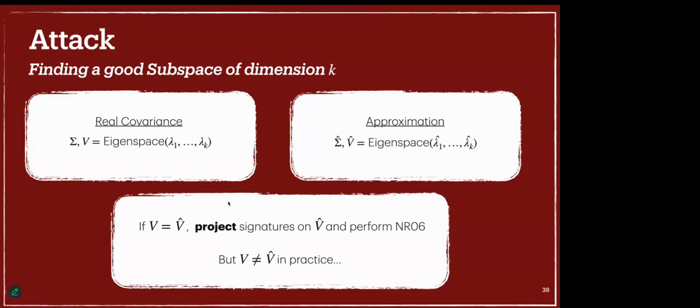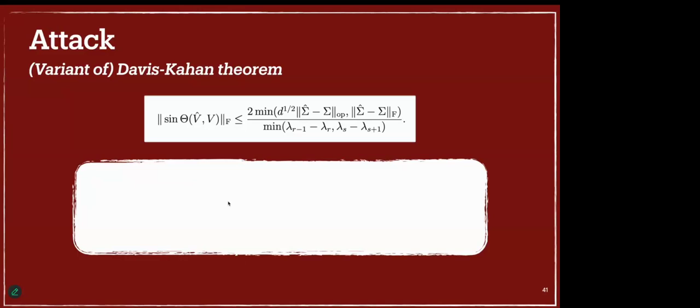But the problem is that in practice, we don't get this equality. We know that the eigenvalues are going to converge eventually, so they're going to be close. But the behavior of the eigenvectors, so of the spaces V hat, we don't really know. So the question is, how close, in some sense of close, does it have to be for this attack to work? One thing we can use is the Davis-Kahan theorem, or a variant of the theorem.